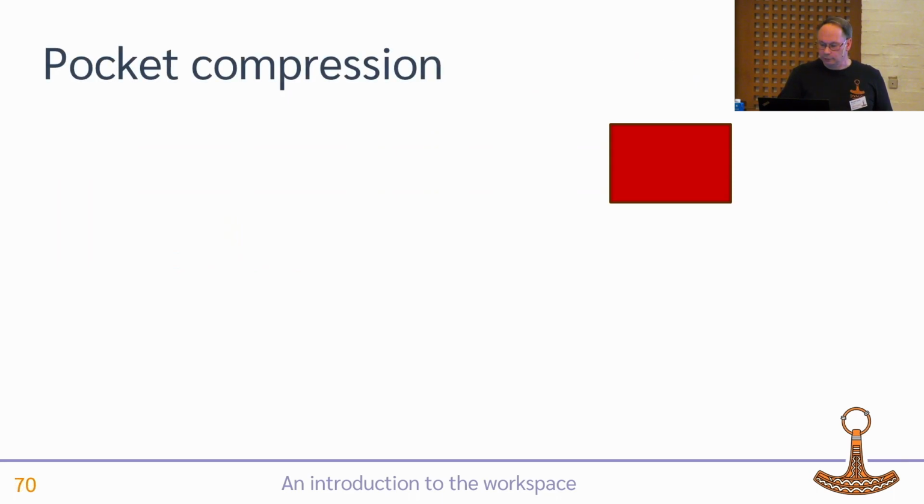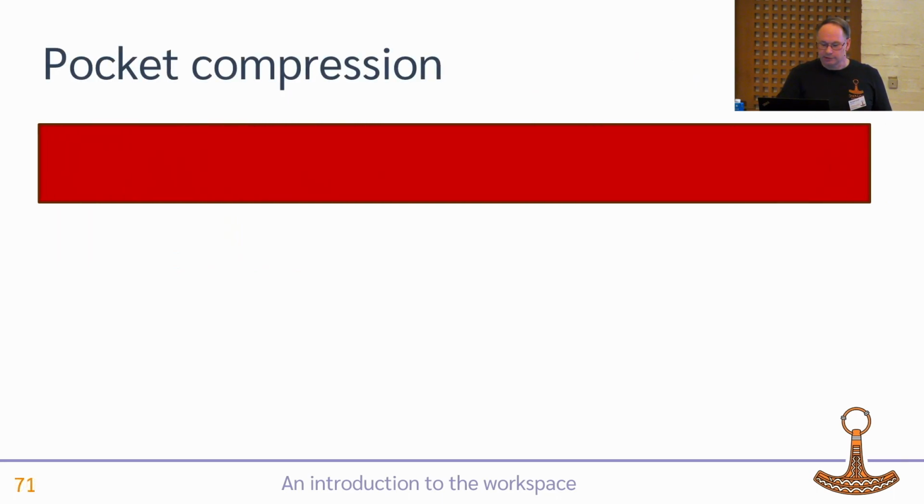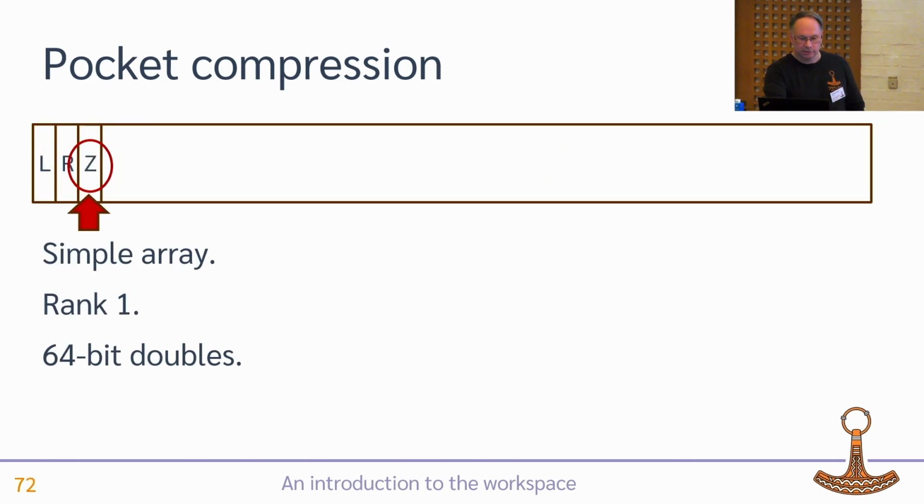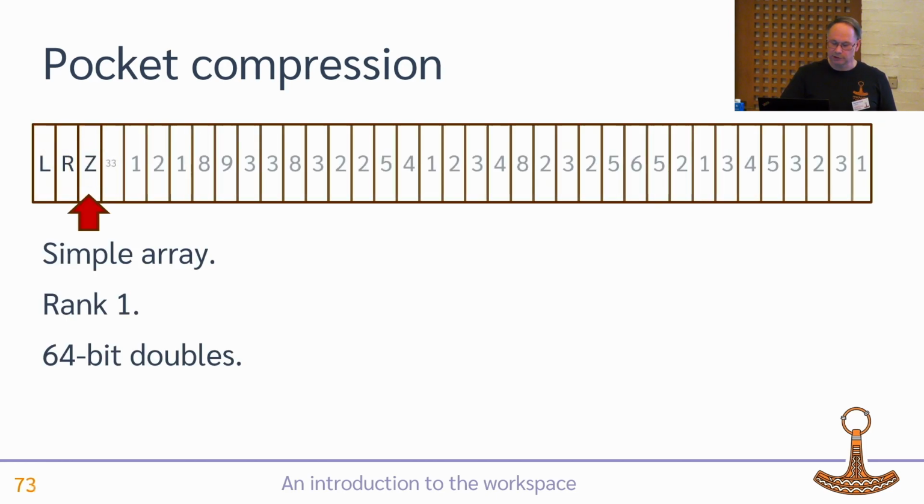So here's one of the pockets that was in there. Let's have a look at what might be inside it. We're saying it's a simple array, rank 1 of 64-bit doubles, but when we look at the values, they're all small integers.